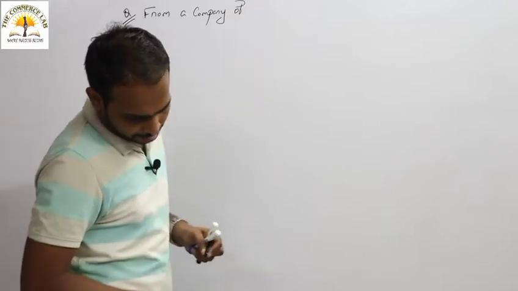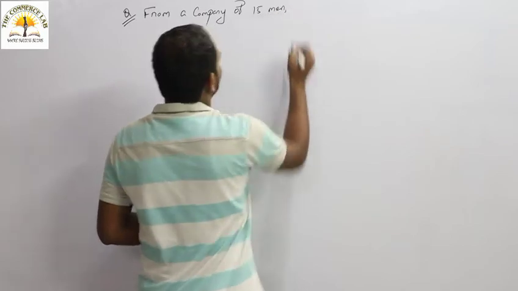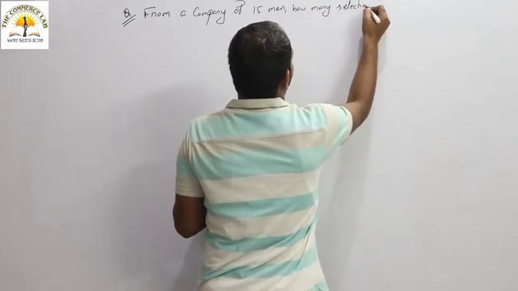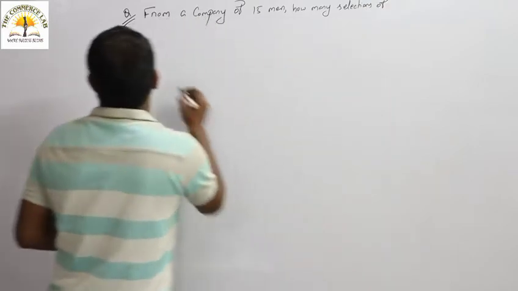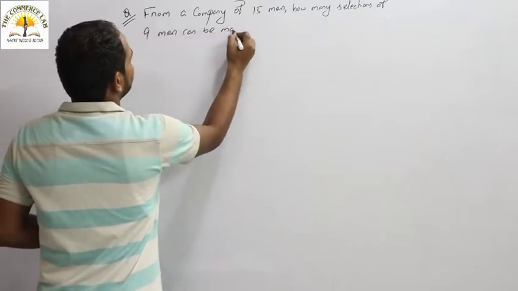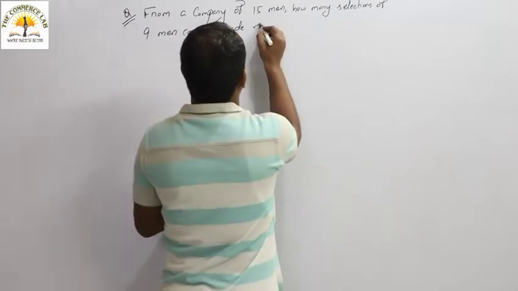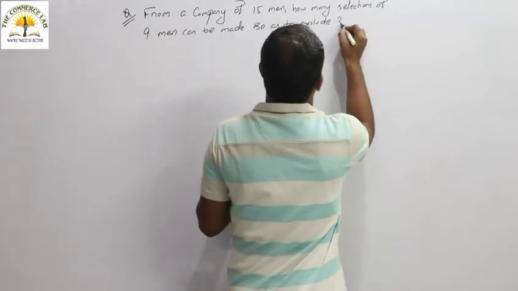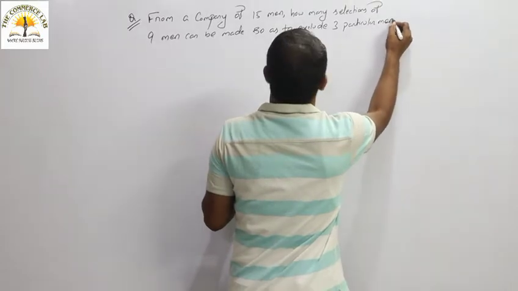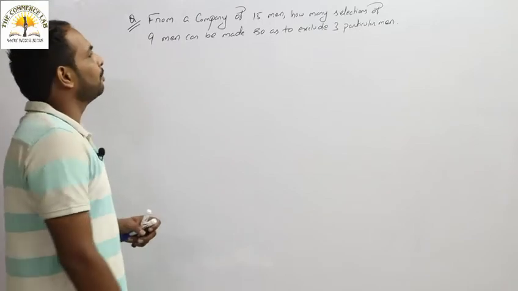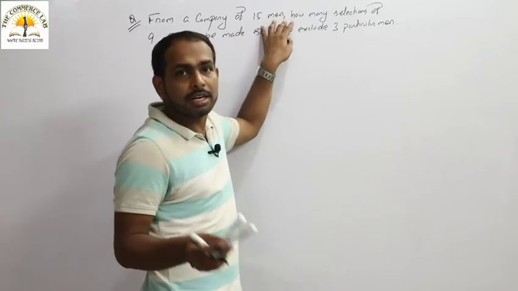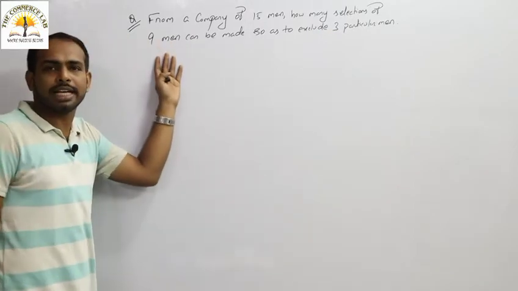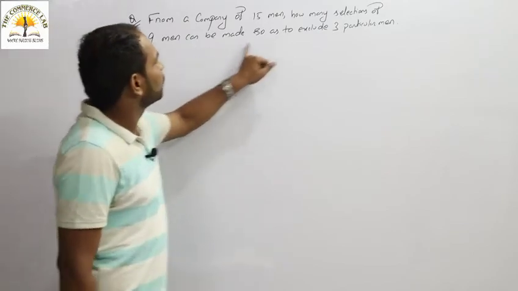From a company of 15 men, how many selections of 9 men can be made so as to exclude 3 particular men? There are 15 men. How many selections of 9 men can be made? That means we have to choose 9 persons from 15 men, subject to the condition so as to exclude three particular men.